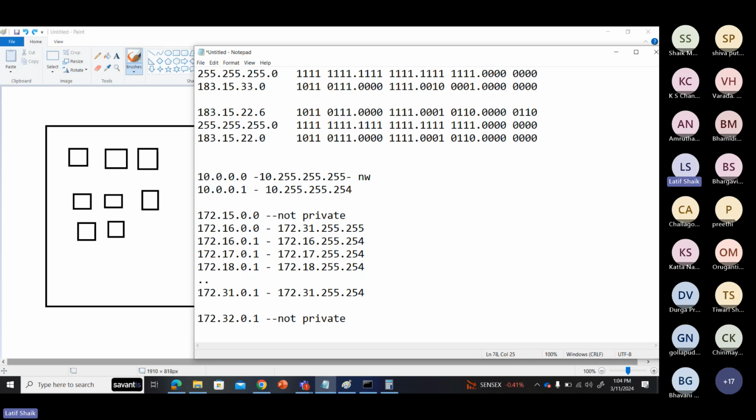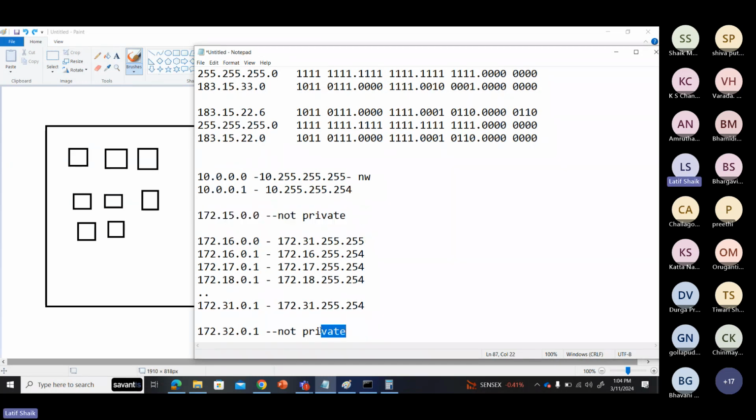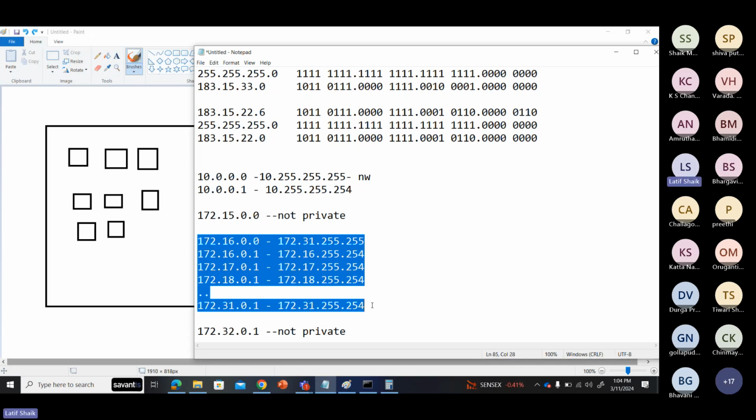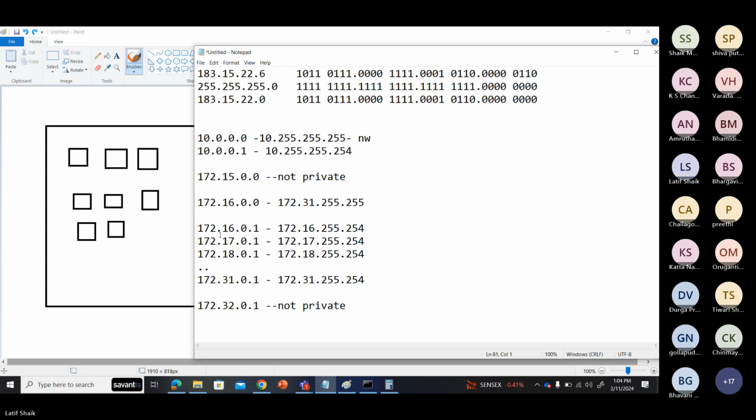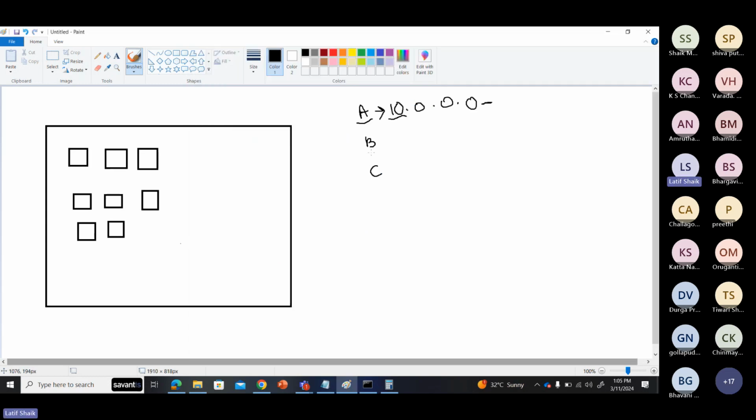When you see 00, it's a network. If you see 01, it is a host IP address. Okay, this is not private. Which one is private? This entire range is private only. This is the total range, and these are individual networks, which I have written separately. So totally around 16 private networks you will get in this range. Okay, that is class B.